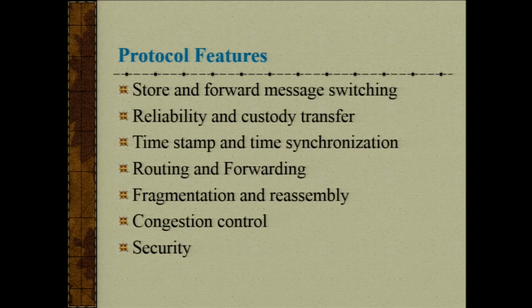The protocol features are, as we have seen, store and forward message switching. Reliability and custody transfer are protocol features. The bundles are reliably delivered to the destination by a mechanism called custody transfer. That means designated intermediate nodes take the custody of the bundles and release the resources at the source. The bundle delivery is acknowledged asynchronously to the source.